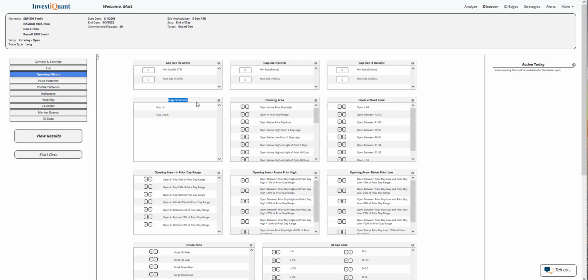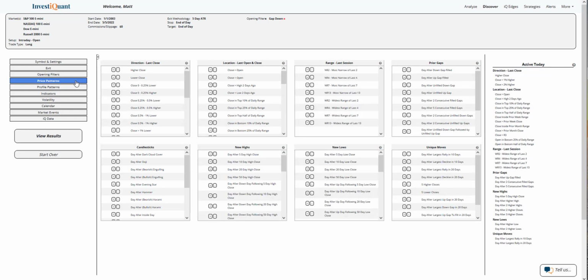Opening filters, gap direction. We are trading down, so I'm going to click on gap down right here. The next thing I'm going to do is go to the price patterns library, and I'm going to describe the action that we saw yesterday by saying yesterday was the largest rally of the past 20 sessions.